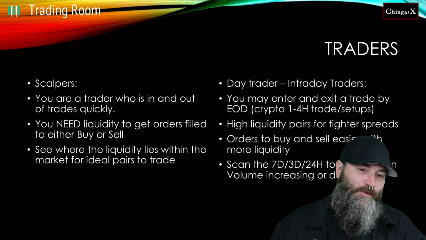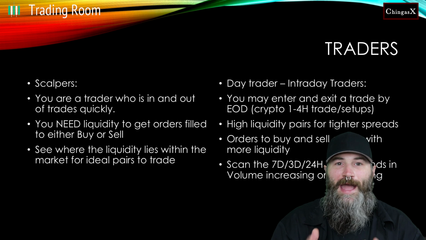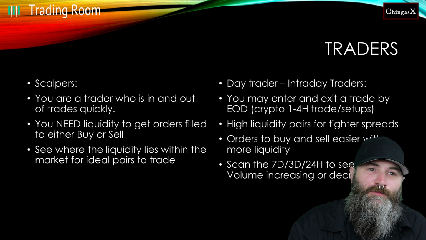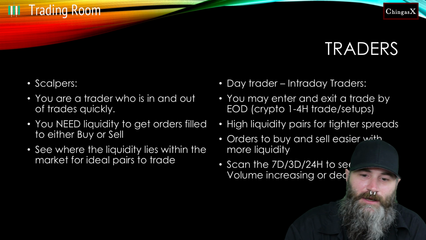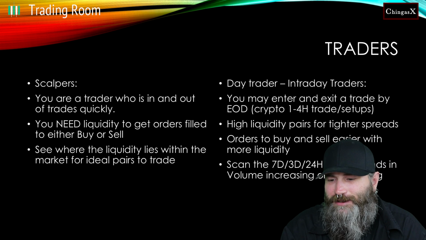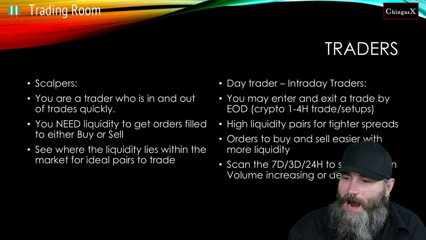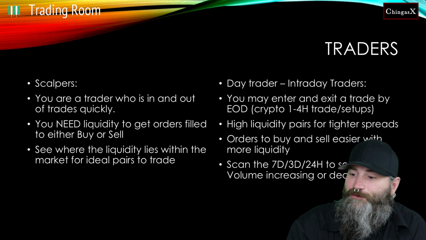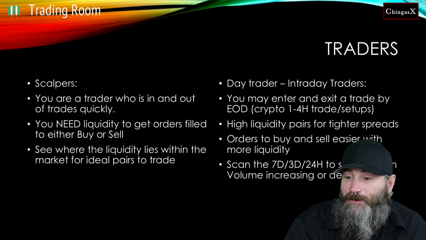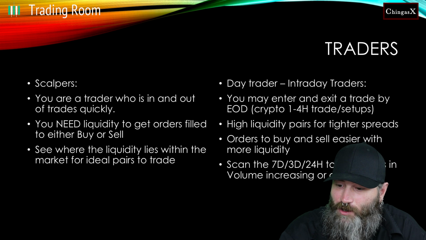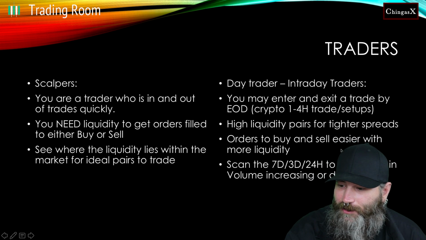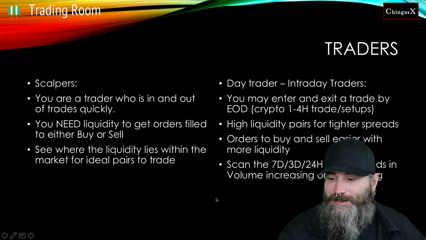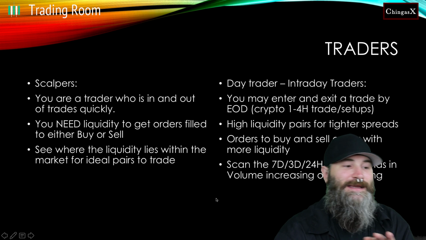Crypto is 24/7, so there really is no end of day. But you might be doing 1 to 4 hour swings. You might be doing 2 to 8 hour swings, something in that ballpark. So you're looking for high liquidity pairs for tighter spreads. You're also looking for orders to buy and sell easier with more liquidity. So for you, you could scan the 7-day, the 3-day, and the 24-hour to see trends in volume that's increasing and decreasing.